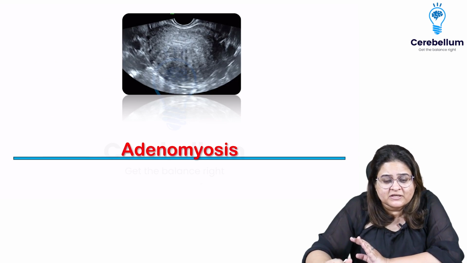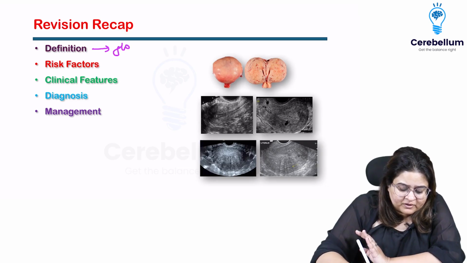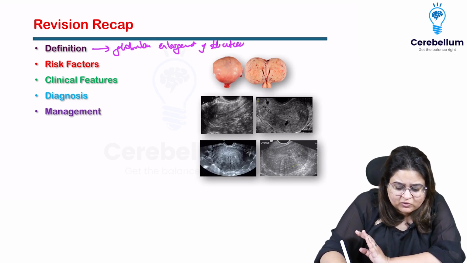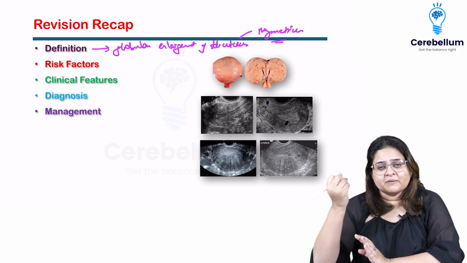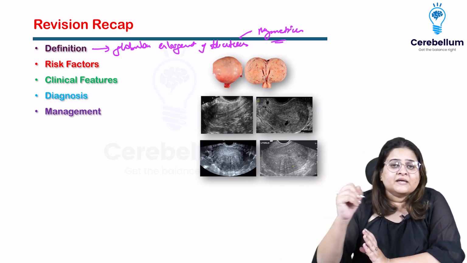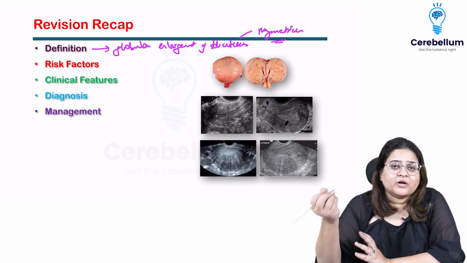What is adenomyosis? Adenomyosis is when there is globular enlargement of the uterus. Why? Because of endometriotic implants in the myometrium. So in endometriosis, you have endometriotic implants outside the uterus. In adenomyosis, you have endometriotic implants within the uterus in the myometrium.